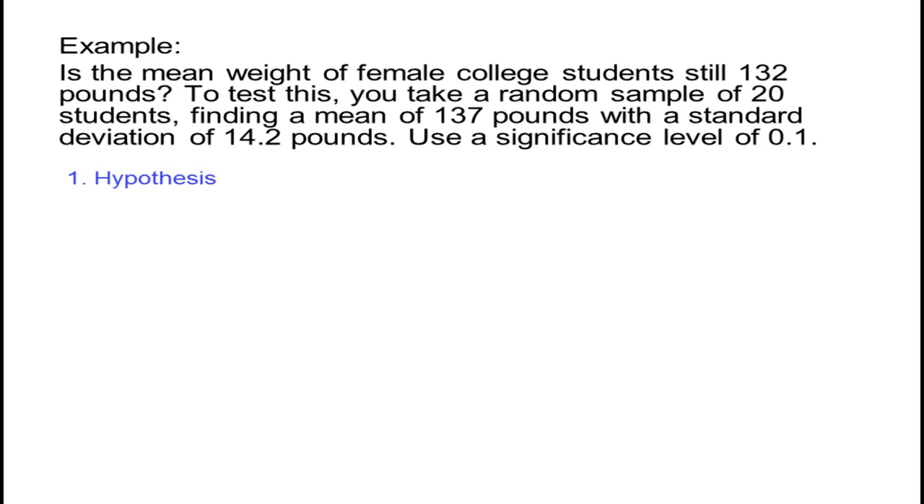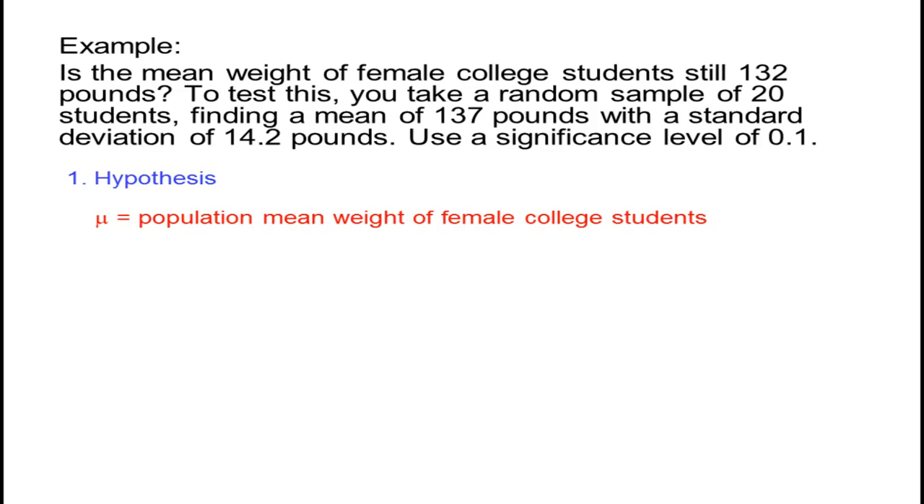So our hypothesis is that mu is the population mean weight of female college students. Our null is that mu equals 132. Our alternative is that mu does not equal 132 because the problem doesn't say one way or the other, it just wants to know if it's still 132.